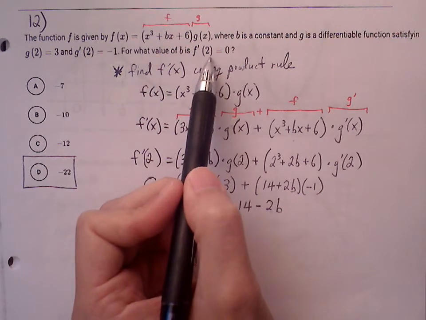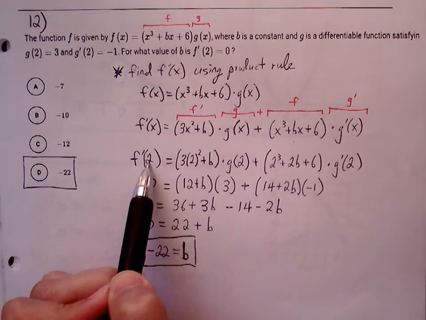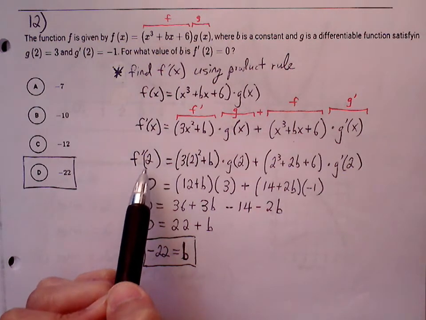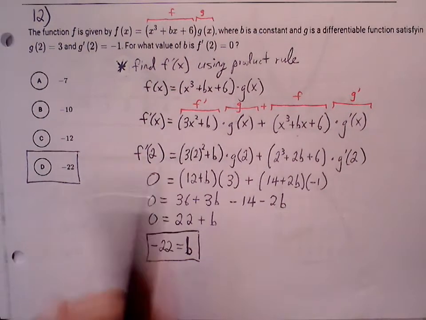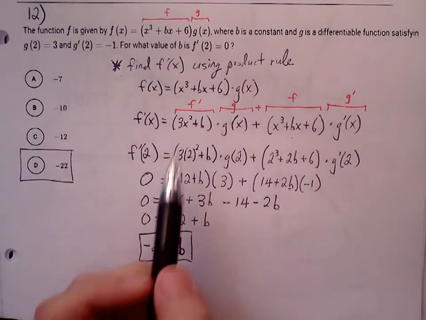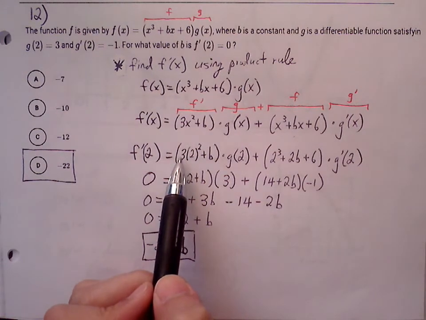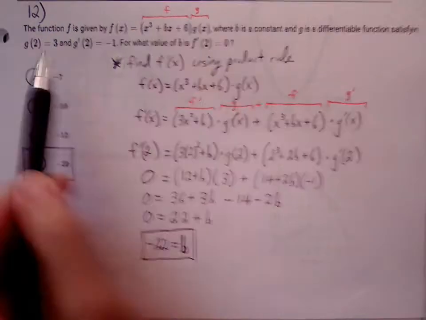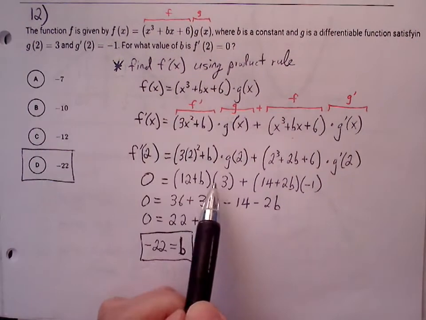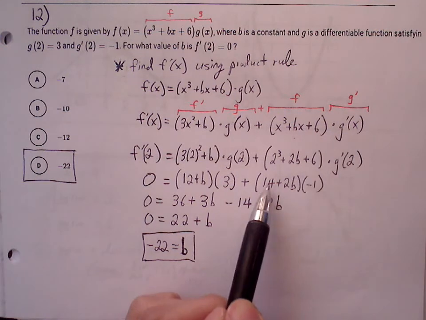Okay, so we have our derivative. We're going to set f prime of 2 equal to 0, and we're going to replace every x with 2. Let's see if we can work our way down to solve for b. So every x gets replaced with 2. Here 3 times 4 is 12. 12 plus b times g of 2. G of 2 we're told is 3, so we'll make that substitution. 2 cubed is 8. 8 plus 2b plus 6.